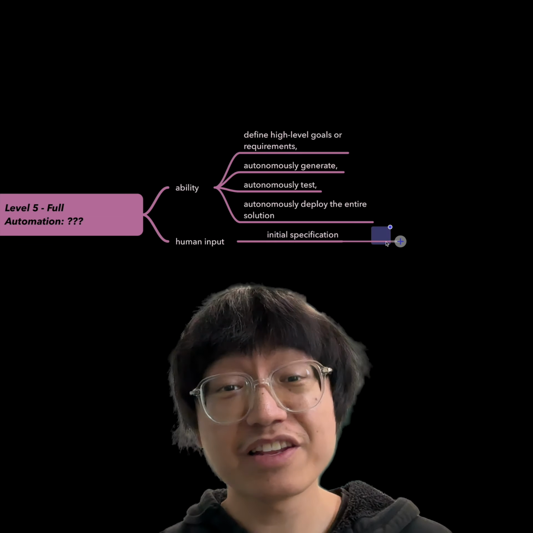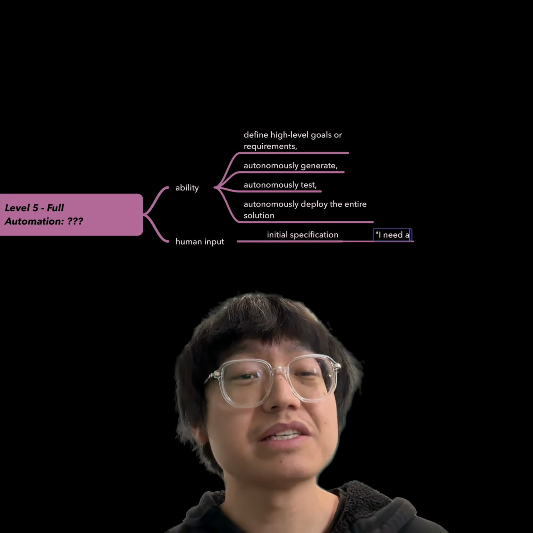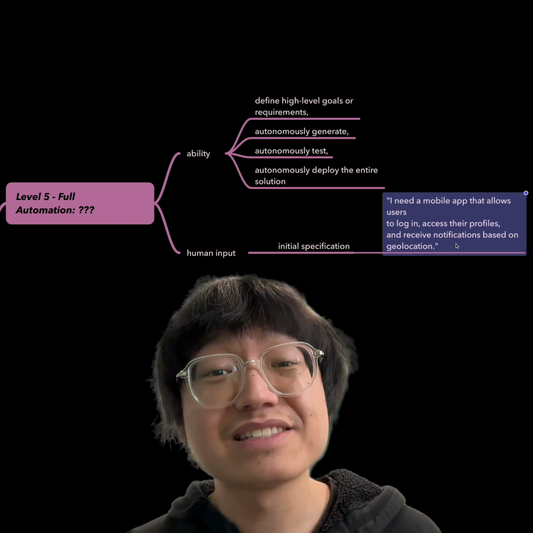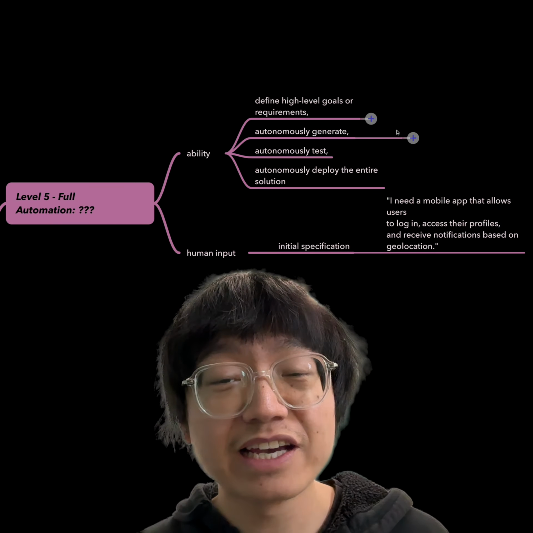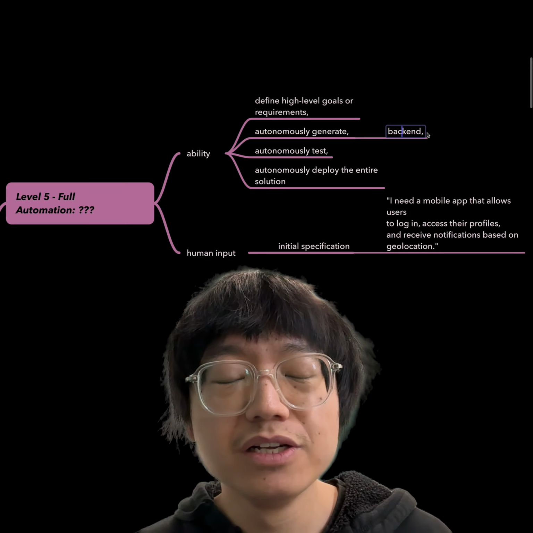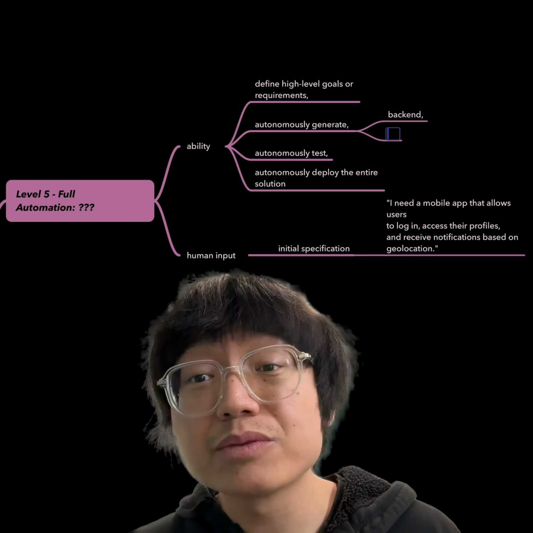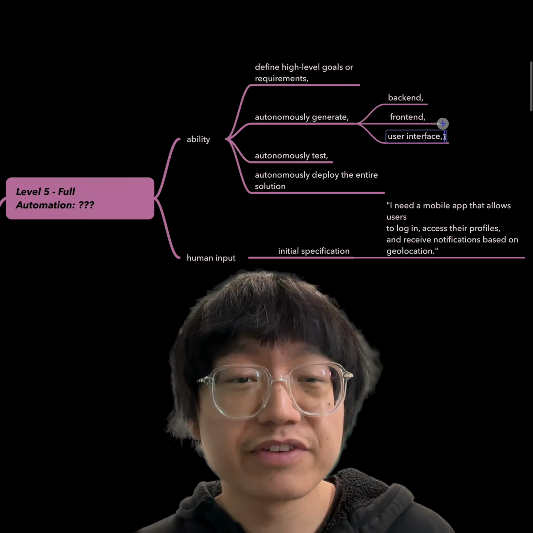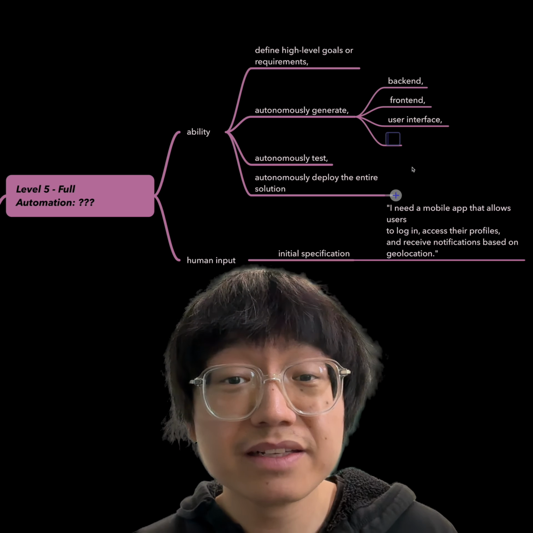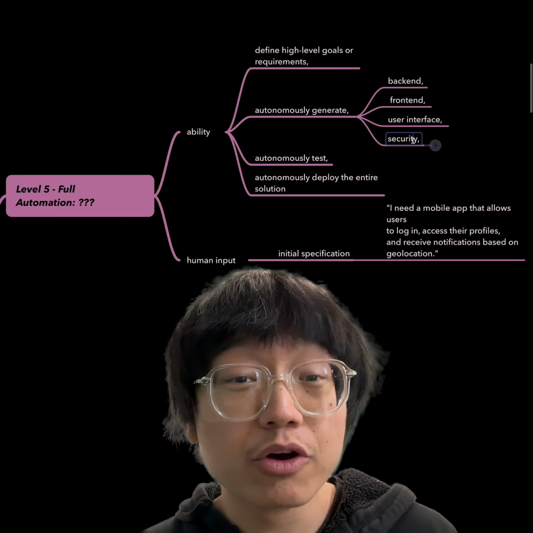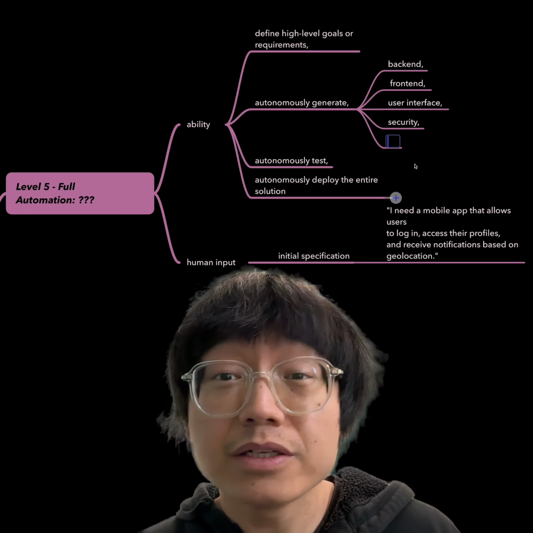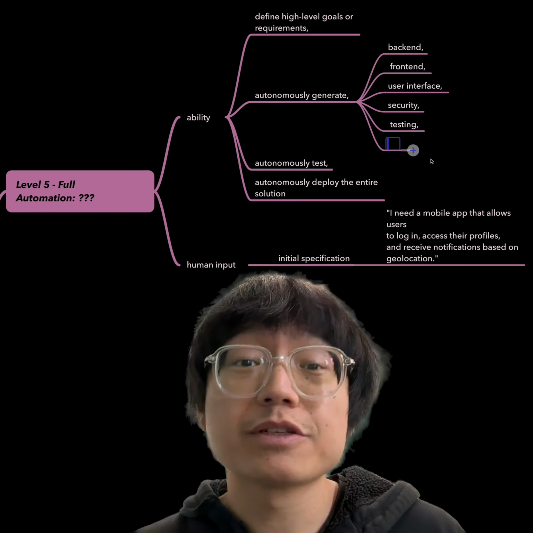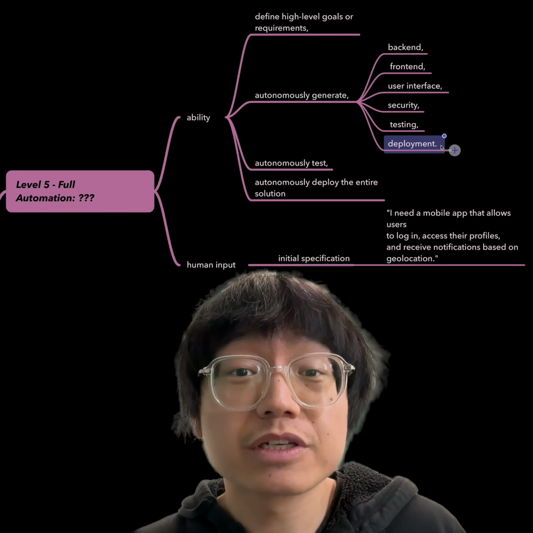Let's say we have a hypothetical example. A developer might specify, I need a mobile app that allows users to log in, access their profiles, and receive notifications based on their geolocation. This system would autonomously generate all the code for the backend, front end, user interface, security, testing, and deployment. There would be no manual coding, refactoring, or debugging by humans required. But we are not at this point yet with current technologies.